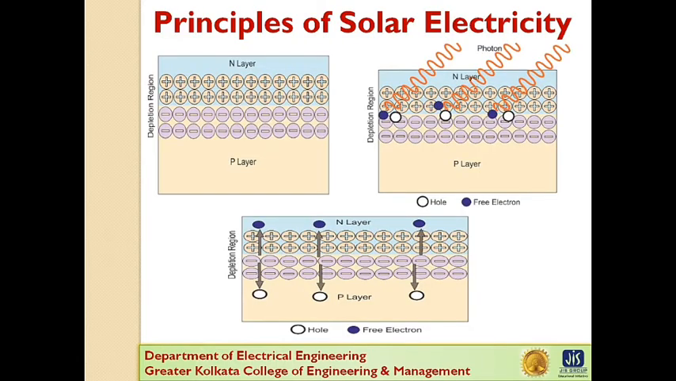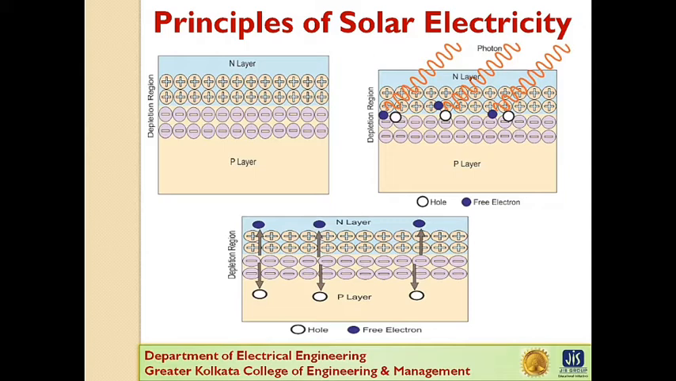Next, the principle of solar electricity. Generation of electricity by using solar energy depends on the photovoltaic effect. In the photovoltaic effect, a semiconductor PN junction produces electrical potential when it is exposed to sunlight.